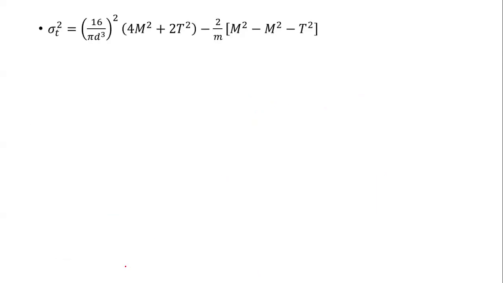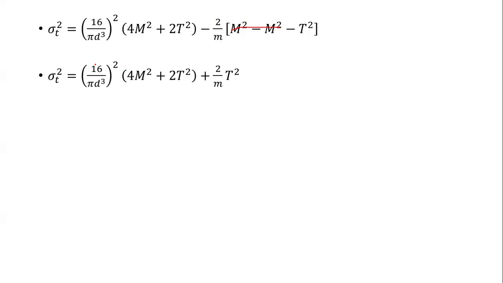And how do they disappear? They will become like this. You just have 16 over pi d cubed squared, then 4m squared plus t squared, 2t squared, then everything in the brackets minus 2 over m. Then here I have m squared minus m squared minus t squared. Let's see. What if we proceed from there? This m squared minus m squared, the whole of it will cancel. It will go. It's like, again, 1 minus 1.